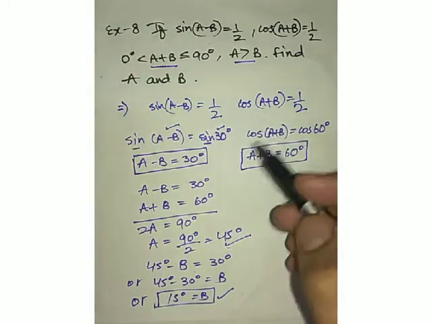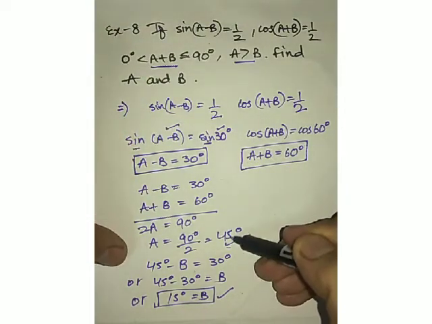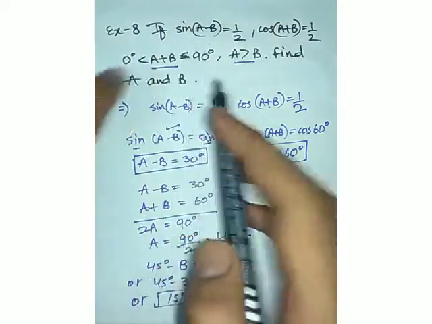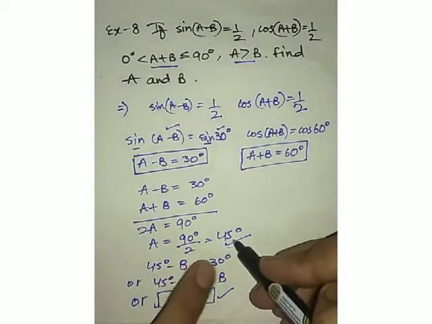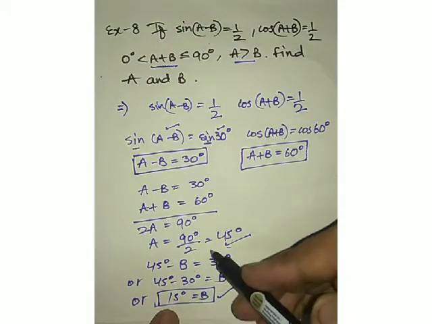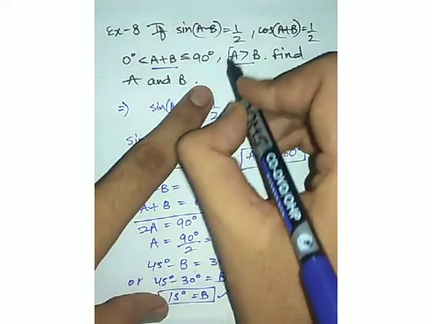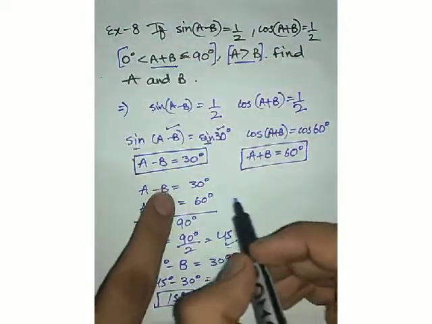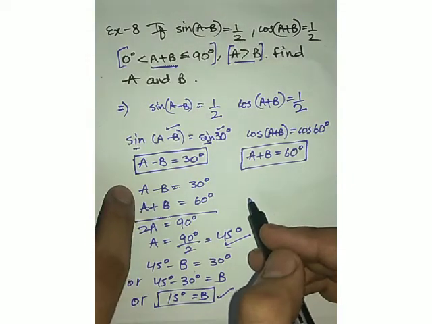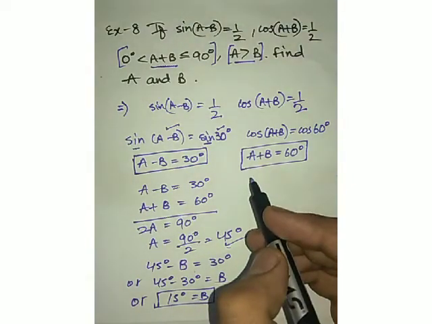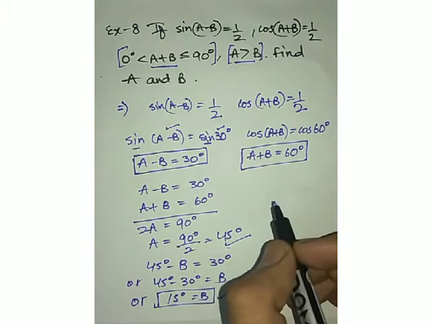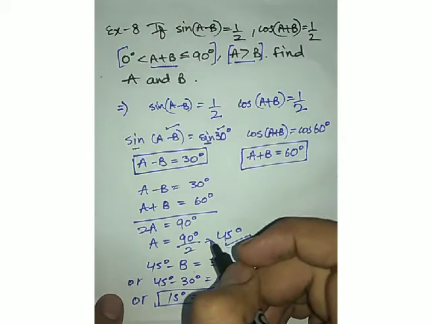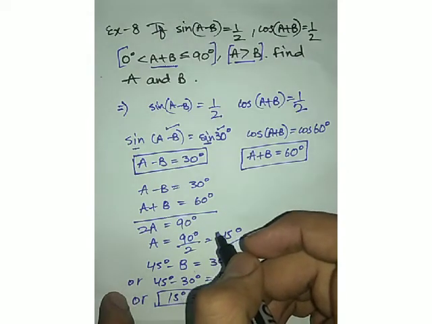Now you can see that A plus B means 45 plus 15, that is 60. 60 is greater than 0 and less than 90, and A is also greater than B because 45 degrees is greater than 15 degrees. So you have followed the given conditions, and by following them you have successfully found the values of A and B. It included a bit of trigonometric angles and more of algebraic calculations, as you have seen. Alright, so with this, exercise 8.2 is finished and you can start doing the sums.